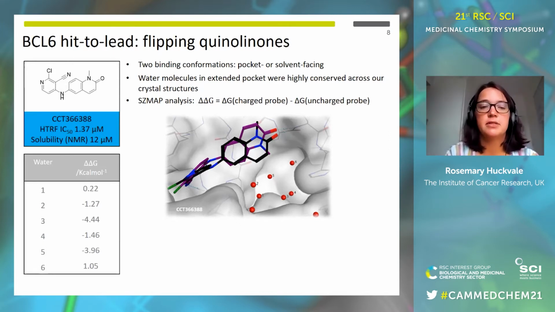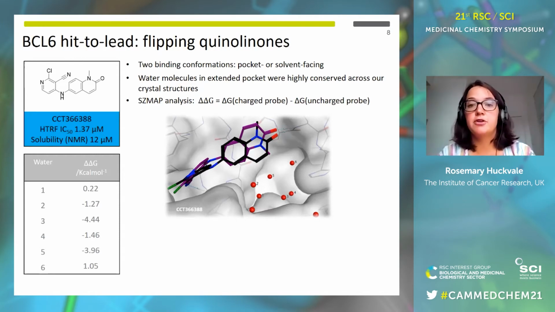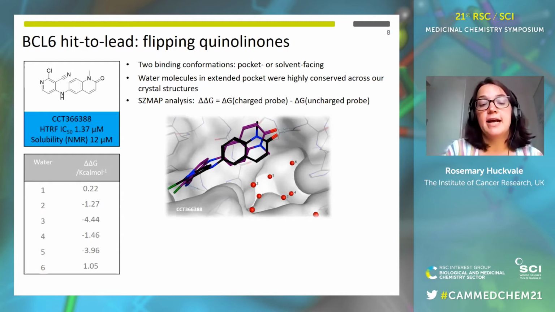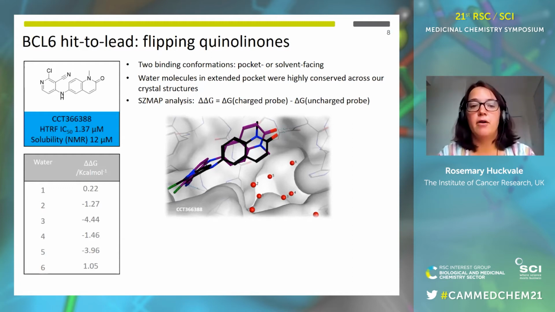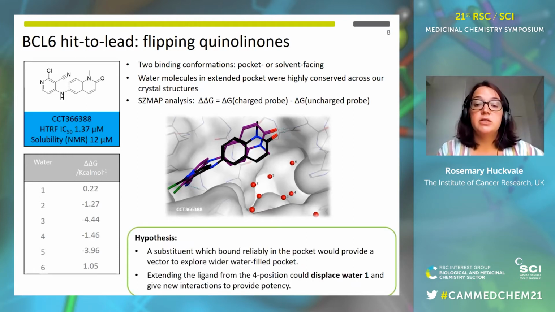For example, if you have a positive value, it suggests that an uncharged probe or a hydrophobic species would be energetically preferred, or if you have a negative value, it will show that a polar atom or a charged species would be more energetically favourable. So a hypothesis would be that a substituent would bind reliably in the pocket, would anchor one of these conformations, and that substituent would also provide a vector to explore the water-filled pocket.